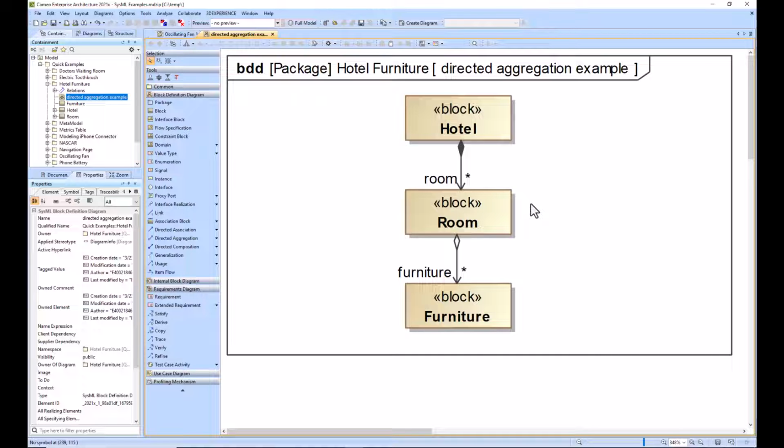The easy way to explain this is if you've got your system of interest, which in this case is your hotel, and you were to pick that up and turn it upside down, anything that falls out of your system would be the directed aggregation, while anything that remains part of the system would be a directed composition relationship. Hope that helps.